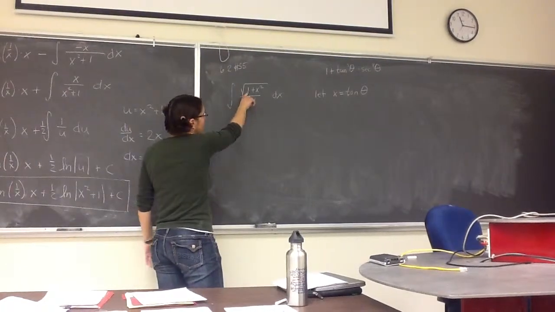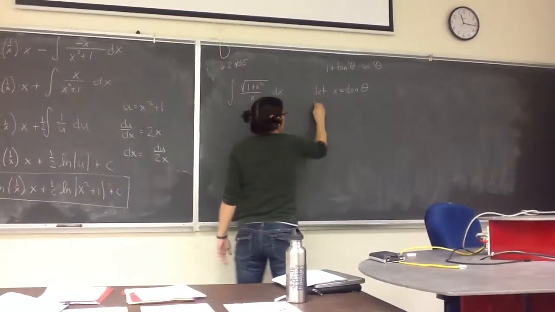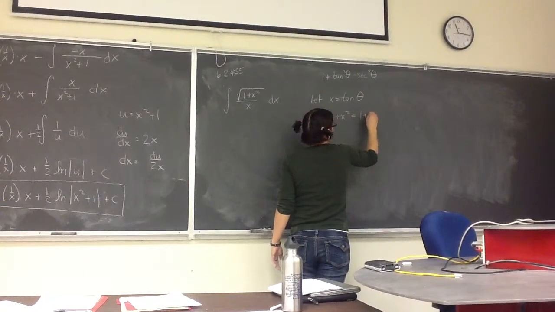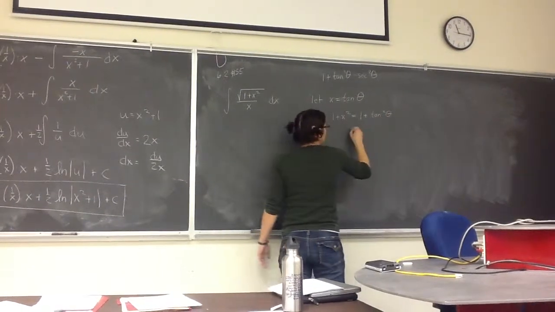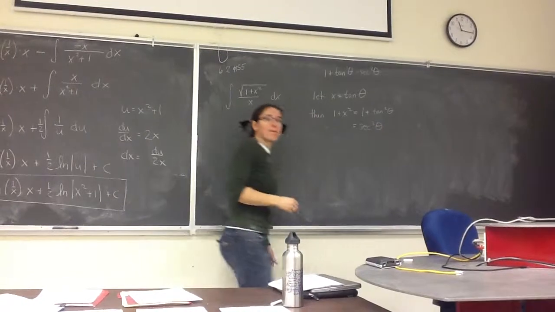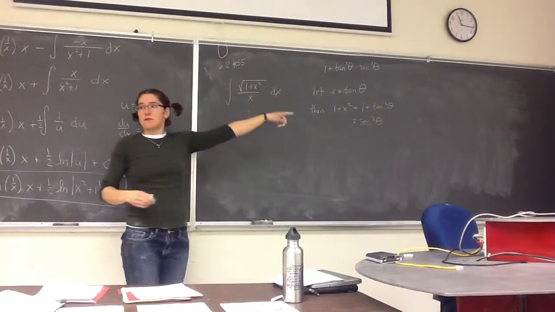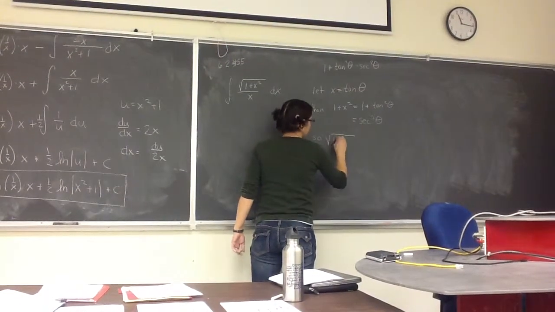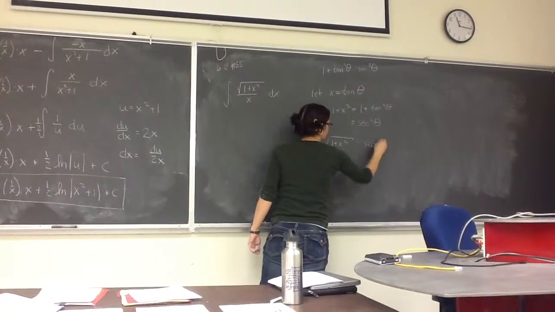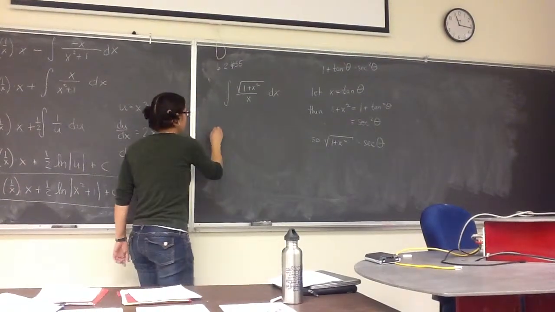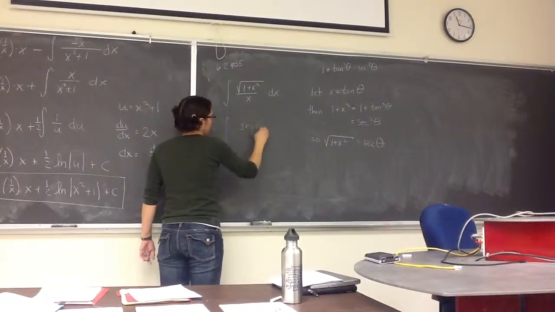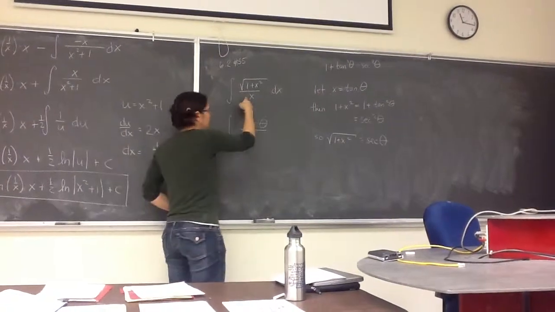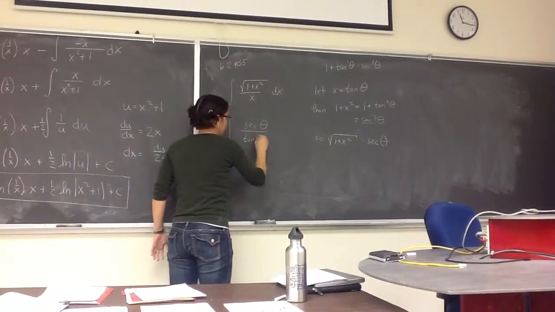Let's see, we can replace 1 plus x squared. Well, 1 plus x squared will be 1 plus tangent squared theta, which is equal to secant squared theta. And so the square root of secant squared is just secant. So our entire numerator is replaced with secant of theta. And our denominator, that's an x, so we'll replace that with tangent theta.